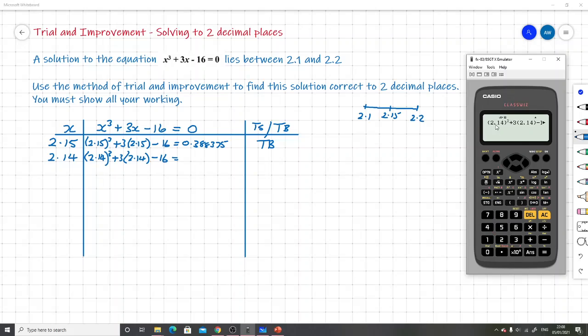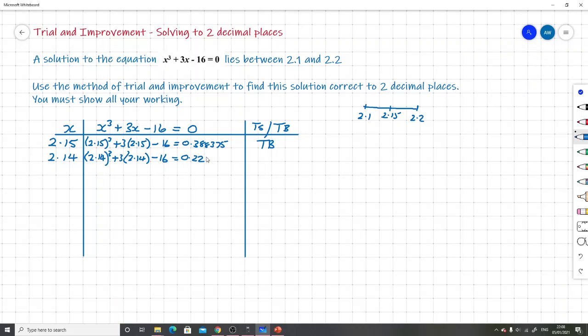So now we have 2.14 cubed plus 3 bracket 2.14 take away 16, and we get 0.220344. Again, it's too big. That is bigger than 0. We're getting closer though, so let's try 2.13. So we put that in, 2.13 cubed plus 3 bracket 2.13 minus 16.